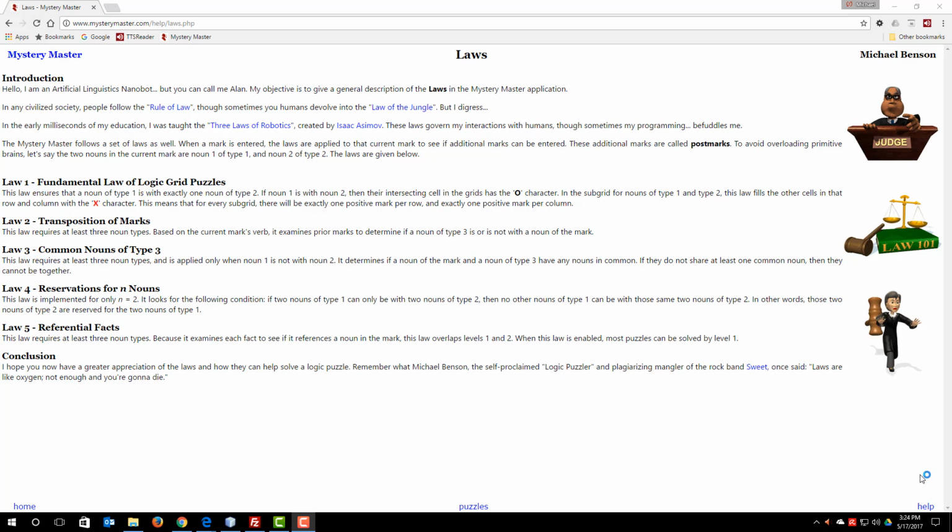Law 1, fundamental law of logic grid puzzles. This law ensures that a noun of type 1 is with exactly one noun of type 2. If noun 1 is with noun 2, then their intersecting cell in the grids has the O character. In the subgrid for nouns of type 1 and type 2, this law fills the other cells in the row and column with the X character. This means that for every subgrid, there will be exactly 1 positive mark per row and exactly 1 positive mark per column.